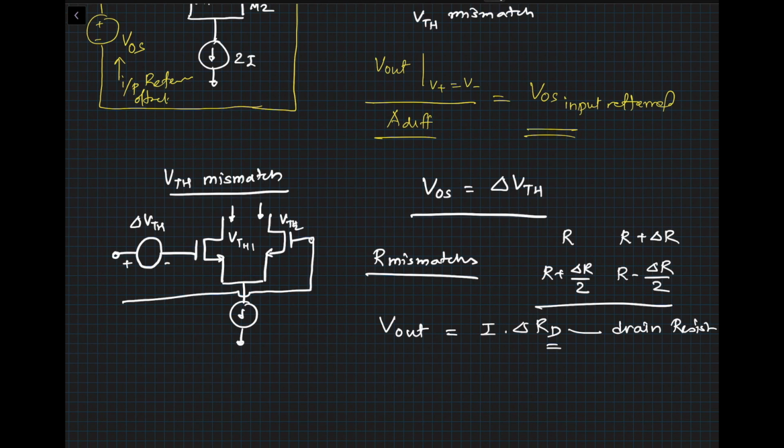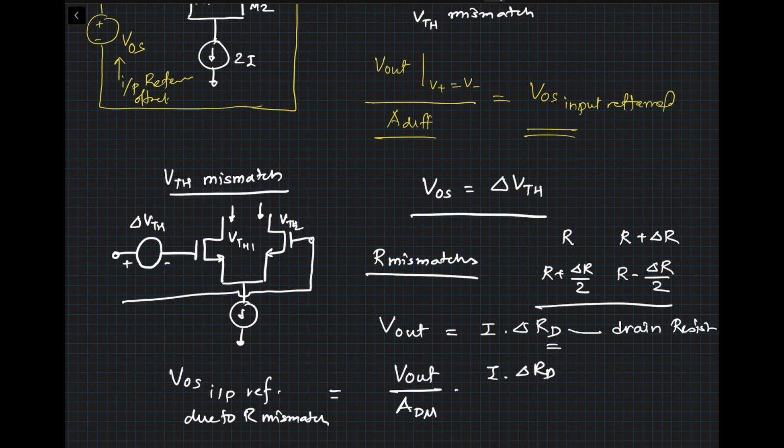What would be the input referred VOS? I'm just writing things a little bit more in detail. VOS, input referred, due to R mismatch, would be equal to the final output divided by ADM, which is your differential voltage gain. So in this case it would be I times delta RD divided by the differential gain, which is GM times RD. We have done this before. So this is going to look like I divided by GM, times delta RD divided by RD.